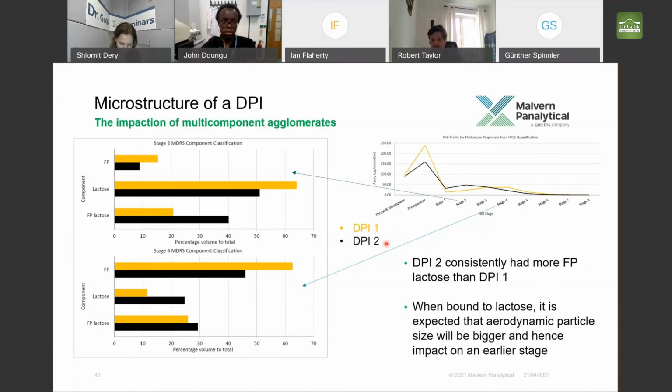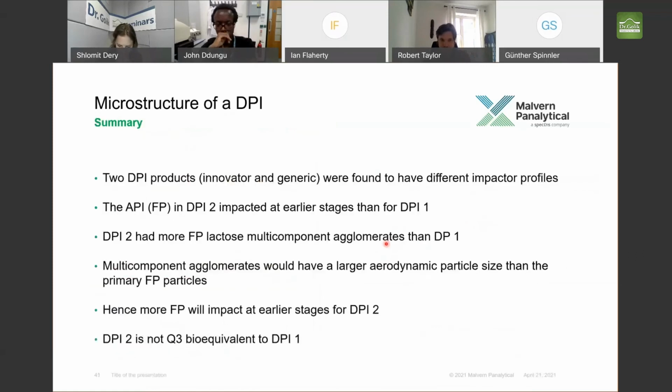Okay, so that's how we can use this technology to deformulate. In this case, we're comparing innovator and generic, so that's a deformulation activity, or indeed if you wanted to optimize your formulation candidate, then you can use this technology for that too. So again, this just summarizes what we just said.